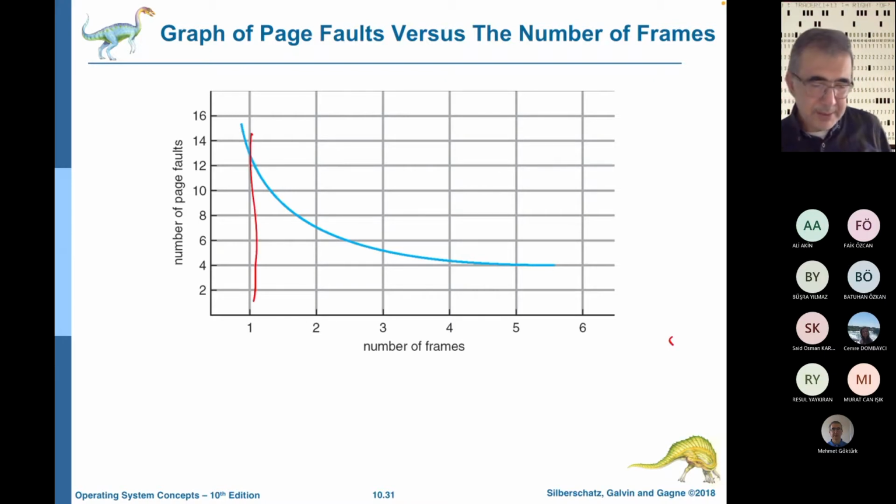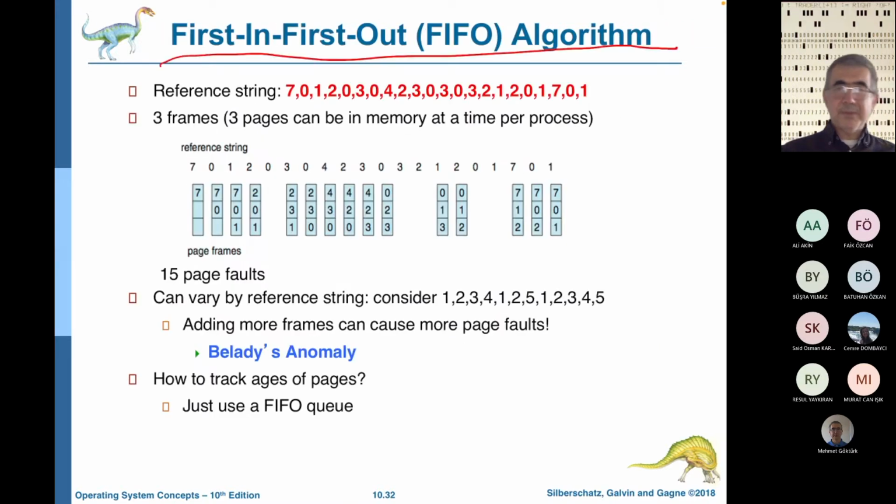If you have only one frame, the maximum number of page faults occurs. As you increase the number of frames, the number of page faults is reduced. The algorithms are various. The easiest one is the first in, first out algorithm. First in, first out says the first page that was brought into memory should be the one which is least needed, because it is old. That is the original idea.